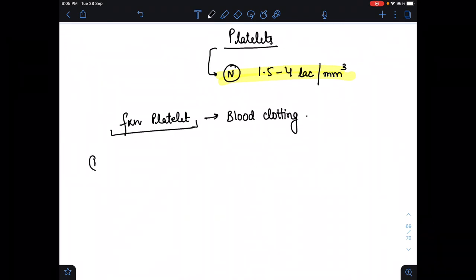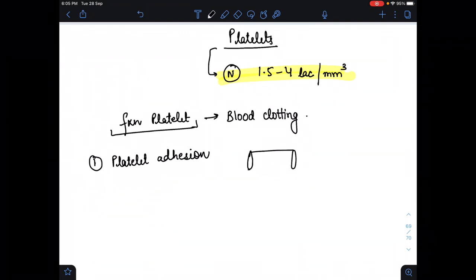The first step is platelet adhesion. Platelet adhesion happens after the injury of the endothelial cells. Suppose this is a blood vessel, and in this there are endothelial cells. Blood vessels are lined by endothelial cells. So the first step after the injury of the endothelial cell is the adhesion of the platelet. Suppose these platelets get adherent to the endothelial cells.